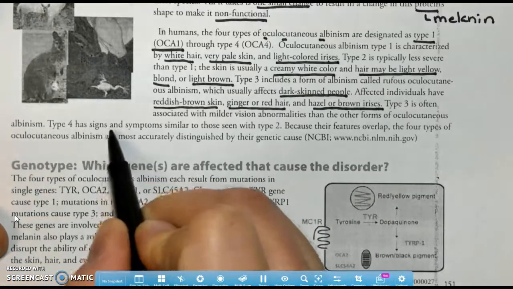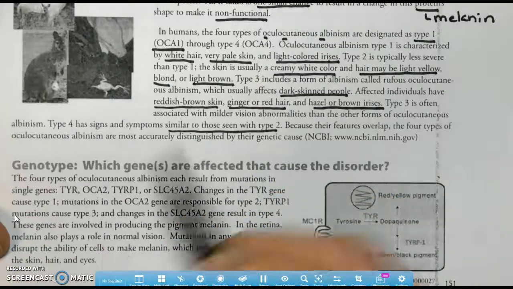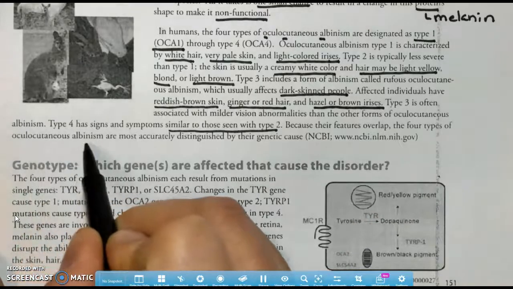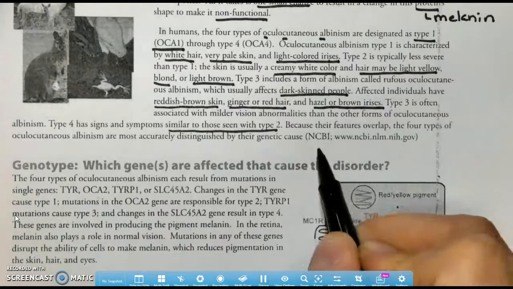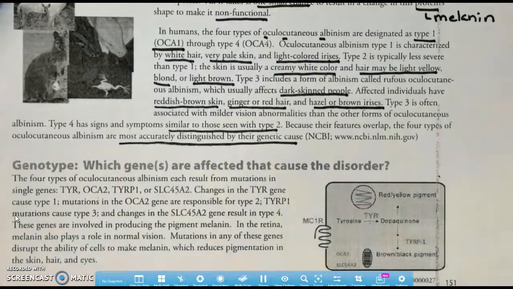Type 4 has signs and symptoms similar to those with type 2. Because their features overlap, the 4 types of oculocutaneous albinism are most accurately distinguished by their genetic cause, and we'll leave it there.